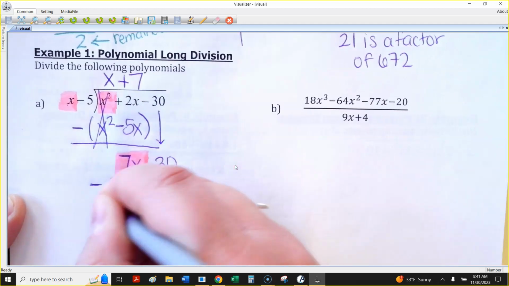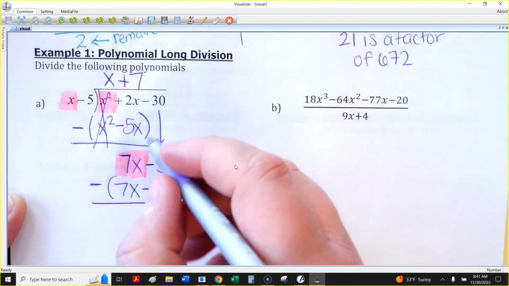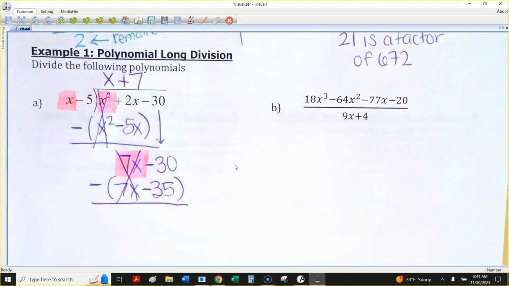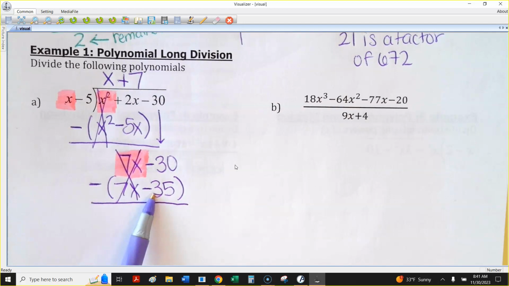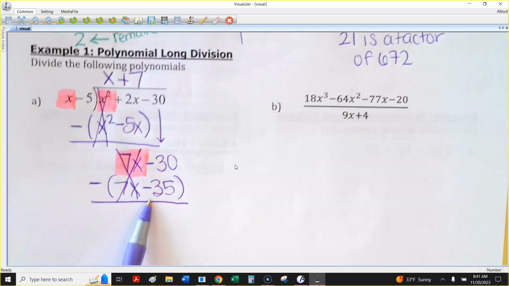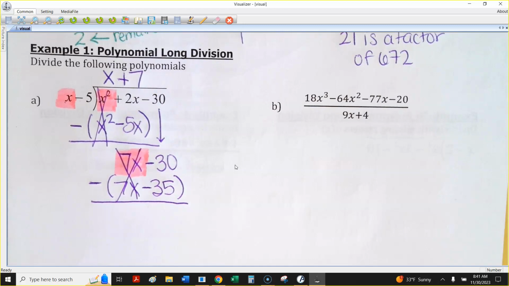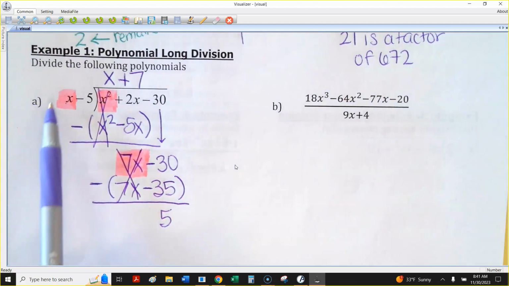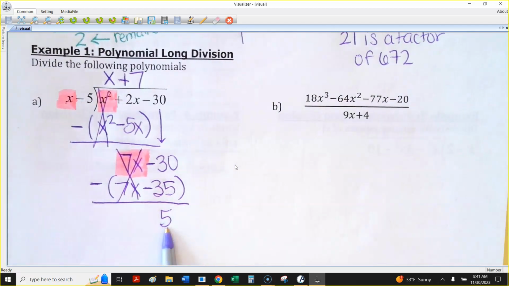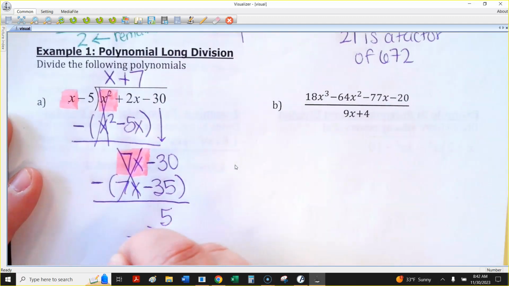And again, this can be really tricky, so just make sure you're paying attention. The first term, 7x minus 7x, that should just cancel out. It's the second term that's tricky. So it's negative 30, but minus a negative 35. So negative 30 minus a negative 35 would be really negative 30 plus 35. So then this is 5 here. Okay, can I multiply x by something to get 5? No. Okay, that's the deal. Then this is your remainder.